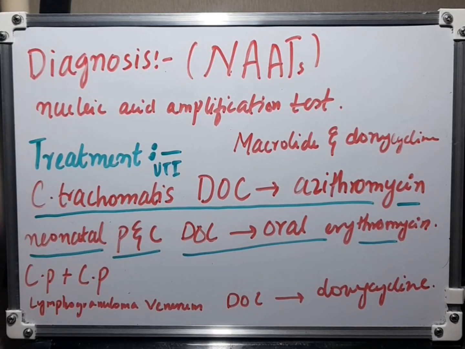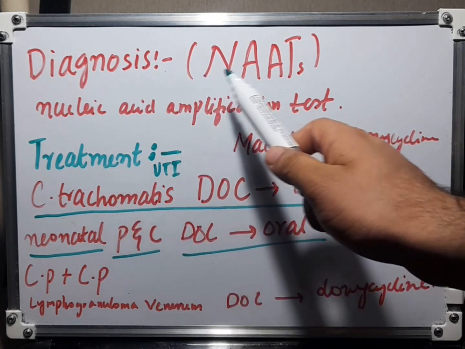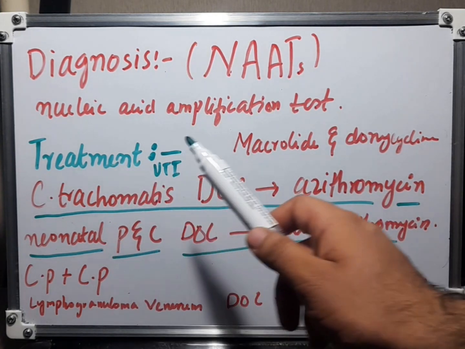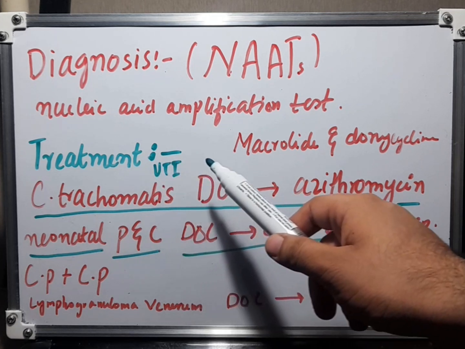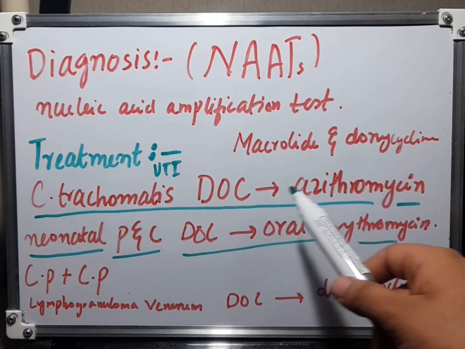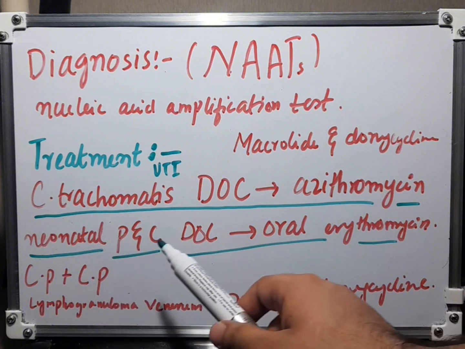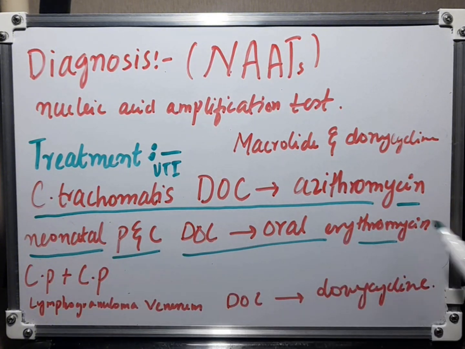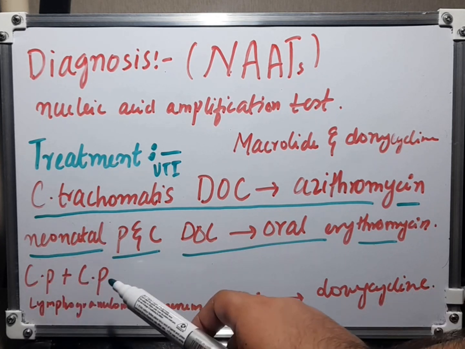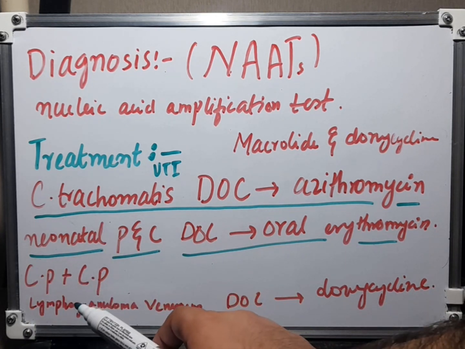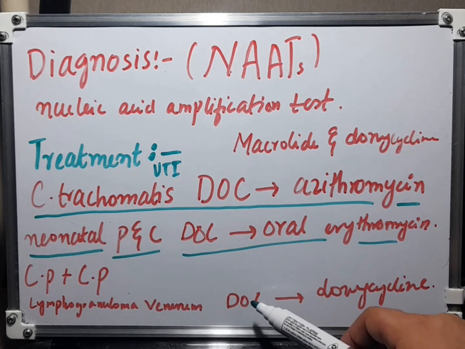Now we will sum up our video by discussing diagnosis and treatment for Chlamydia trachomatis and the other species. Diagnosis is done by nucleic acid amplification test. In treatment, macrolides and doxycycline are effective for these species. For Chlamydia trachomatis, which may also involve gonorrhea infection, azithromycin is the drug of choice. In neonatal pneumonia and conjunctivitis, the drug of choice is oral erythromycin, a macrolide. Here CP represents Chlamydophila psittaci and Chlamydophila pneumoniae. In these infections and lymphogranuloma venereum, the drug of choice would be doxycycline.